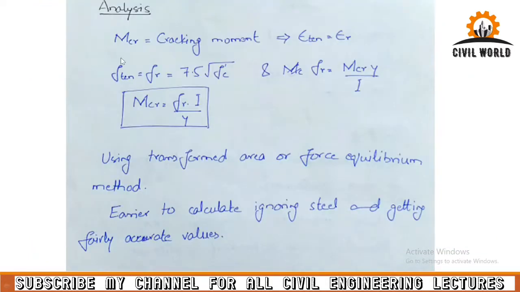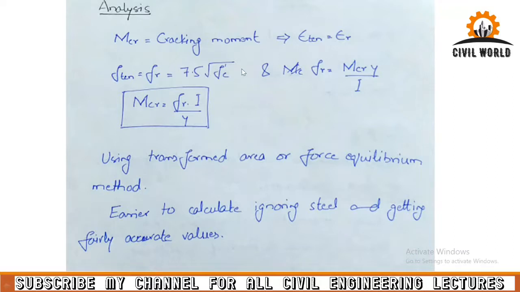So first of all, the moment at that particular instant is actually the cracking moment, because your tensile strain in concrete is equal to the cracking strain. So the moment occurring at that particular instant is the cracking moment. The tensile stress occurring at that instant in concrete is the tensile strength, which is actually the flexural strength because the beam is loaded in flexure or bending.